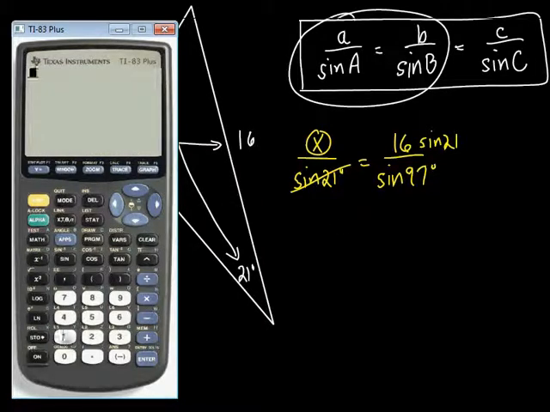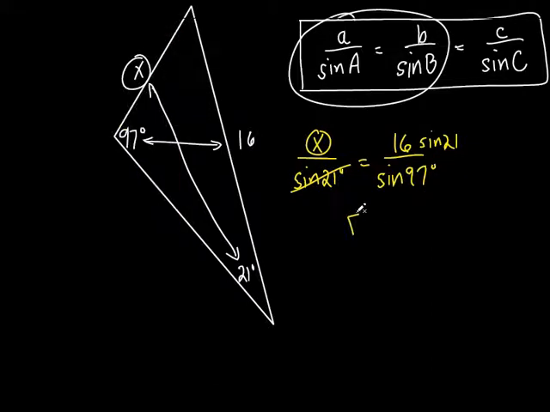So what do we do? We just go 16 sine of 21 divided by sine of 97. Pretty straightforward on a calculator, not that big of a deal. There you go, 5 point, let's say 8. What do they say, rounded to the nearest tenth? What do they say on the homework? Yeah, so we'll take this to 5.8. So x is 5.8. We good?